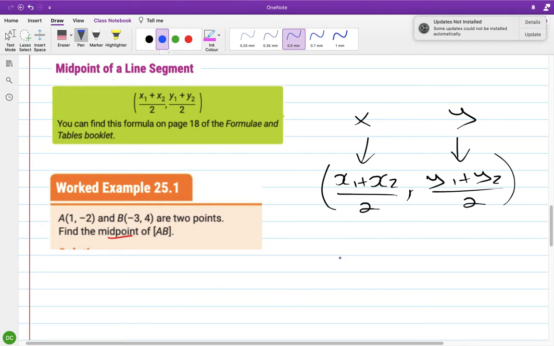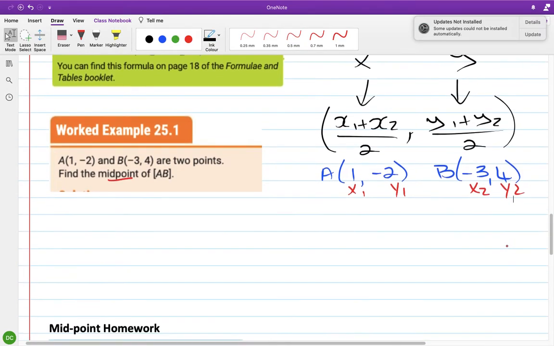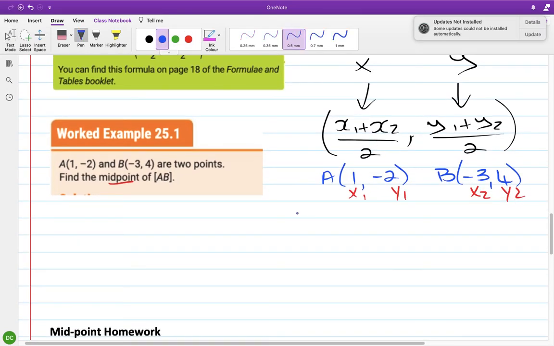Next I'm going to write down the points, again just like I did for homework. And we have x1, y1, x2, y2. So I label the points again. Let's put them in the right place. So big bracket, x1 is 1 plus x2 is minus 3 over 2. It's always over 2. Comma, y1 is minus 2, the plus from the formula, and then 4 over 2.